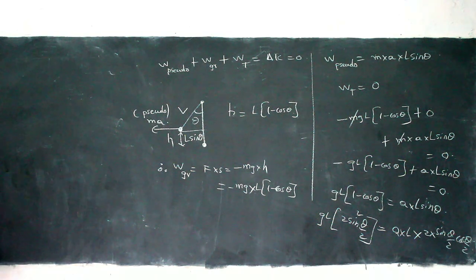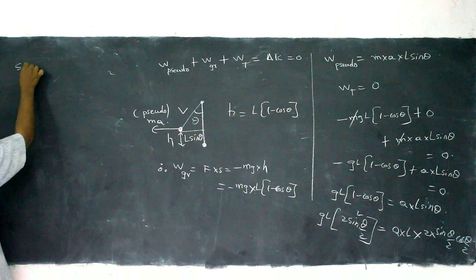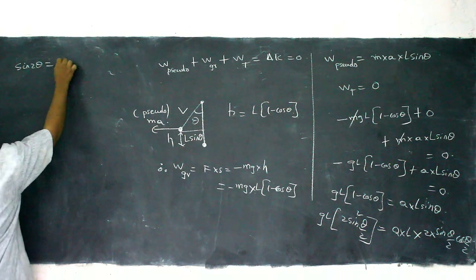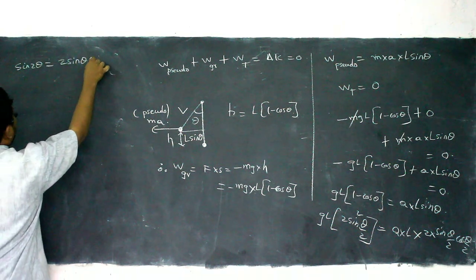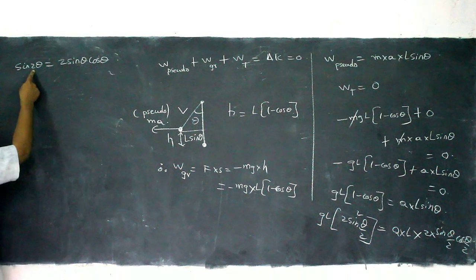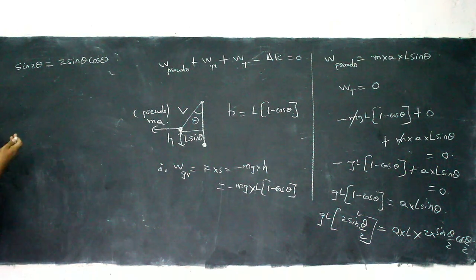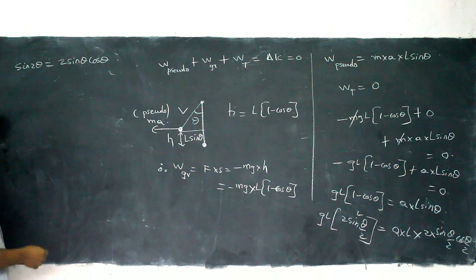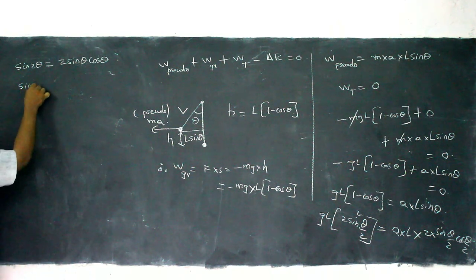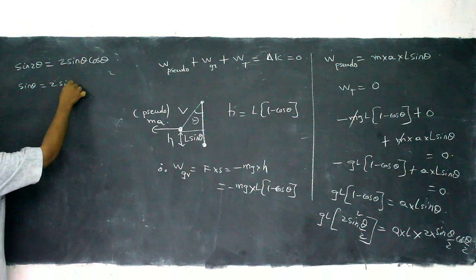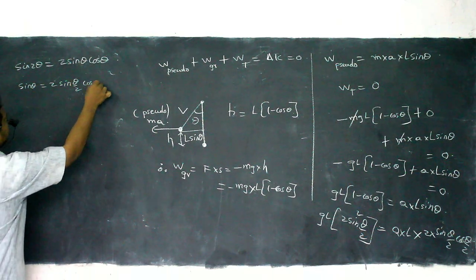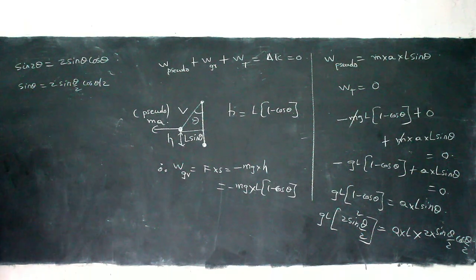So we have this relation, no? Sin 2 theta is how much? 2 sin theta cos theta. Here 2 theta is becoming half in this one, no? Same analogy, can't I use there? So sin theta, I can write it as 2 sin theta by 2 cos theta by 2. That's why I have written like this. Clear?